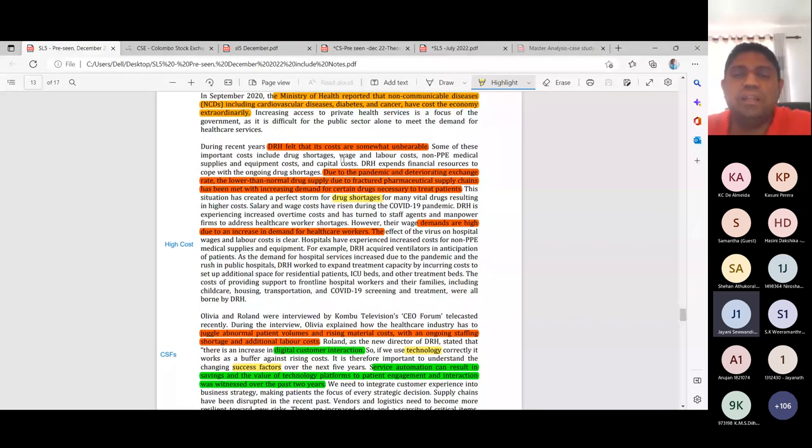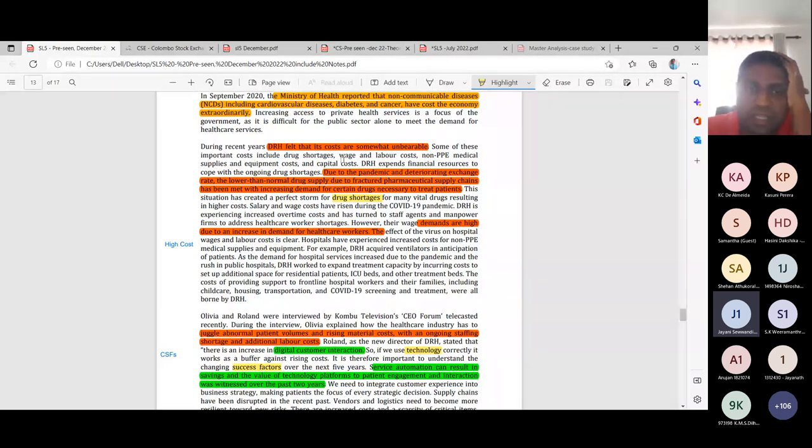DRH expended financial resources to cope with the ongoing drug shortage due to the pandemic and deteriorating exchange rate. The lower than normal drug supply due to a fractured pharmaceutical supply chain has been met with increasing demand for certain drugs necessary to treat patients. The situation has been a perfect storm for drug shortage for many vital drugs, resulting in higher costs. Salary and wage costs have been rising in the COVID-19 pandemic. All these are challenges, actually.